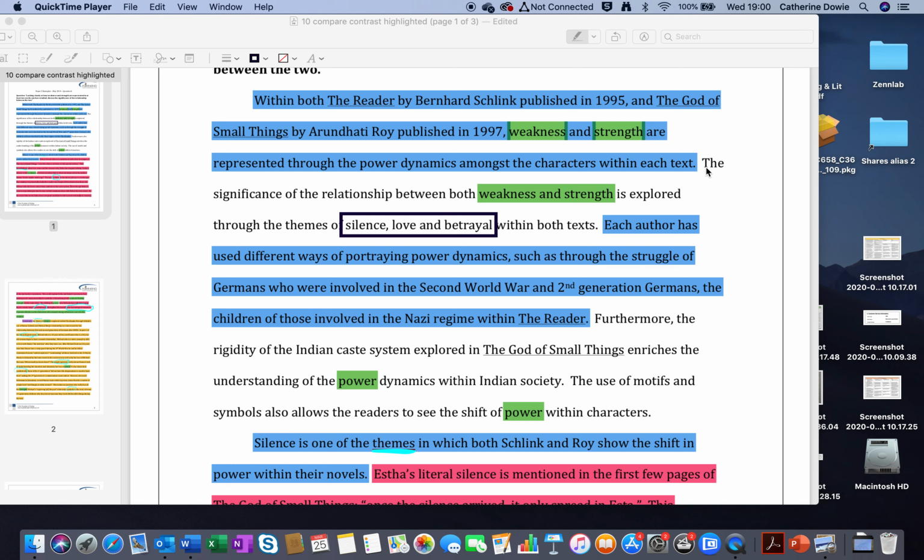This particular essay, the thesis statement is, the significance of the relationship between both strength and weakness is explored through the themes of silence, love, and betrayal within both texts. So this essay has organized it in terms of themes. Silence, paragraph 1, love, paragraph 2, and betrayal, paragraph 3. This is easier to do when you're comparing novels or plays because there's a lot more to say. I think this would be more difficult in a poem because poems tend to only have one or two central themes. But by all means, if you would like to organize your essay in terms of themes, that's fine.